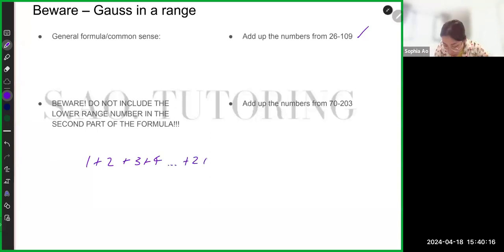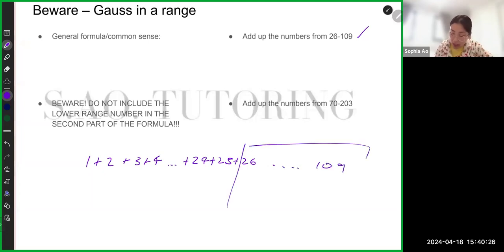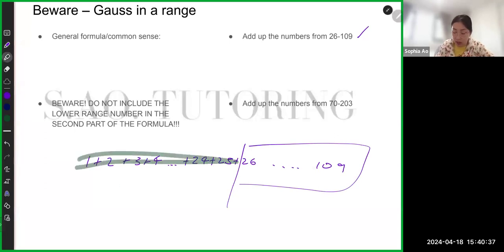Plus 24 plus 25 plus 26. Okay. And then all the way dot, dot, dot 109. Okay. Now here's the range that we're interested in. We're really interested to see 26 plus 27 all the way up until 109. What we're very disinterested in is this range over here. Unfortunately, no one cares about 1 all the way up until 25.